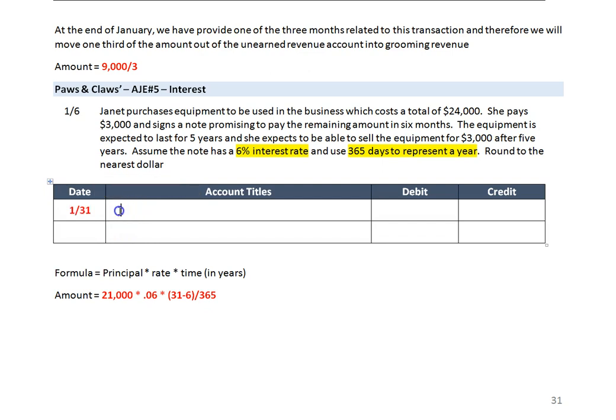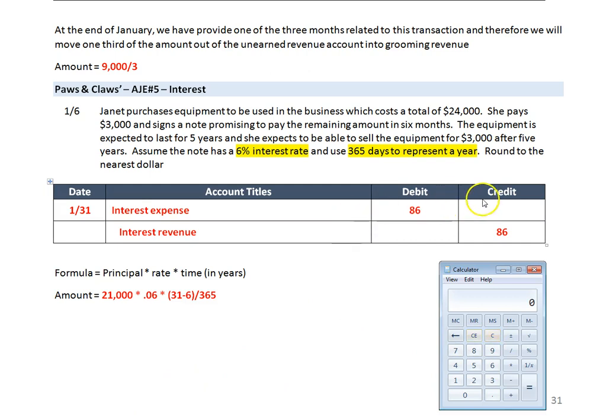Interest is going to be, we're paying it, so it's going to be interest expense, interest payable, and it's going to be for the amount we've calculated, which will be right here. I'll show you how to calculate it too. All right, so I want to do what's in the parentheses first. 31 minus 6, we have 25 days. Divide that by 365. Then just multiply by the other two terms, 0.06 and the 21,000. Notice it's rounded, but it's closest to $86.